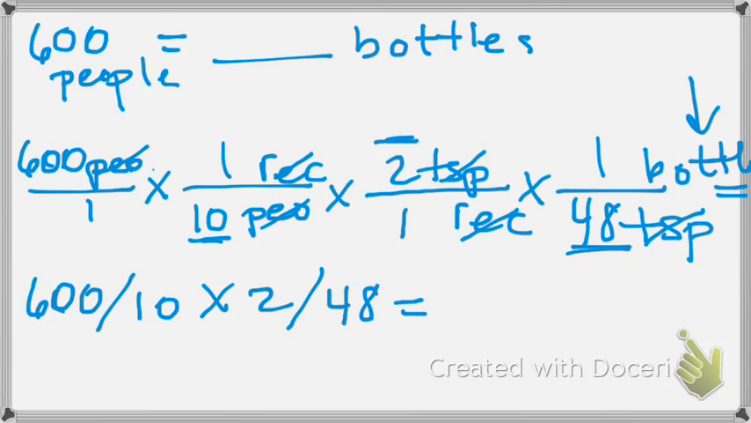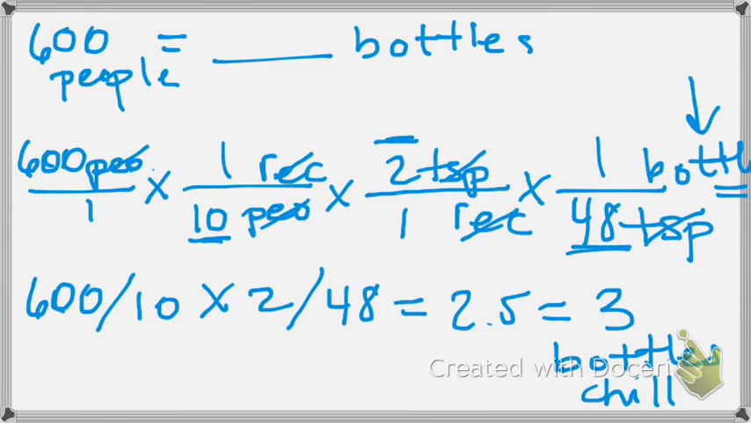And that will give me the correct answer. So let me put that in my calculator real quick. And when I do that, I get the answer of 2.5, which if any of you have been to Walmart, know that you can't buy 2.5 bottles of anything, so you're going to buy 3. 3 bottles of chili powder. And that's how you do that.